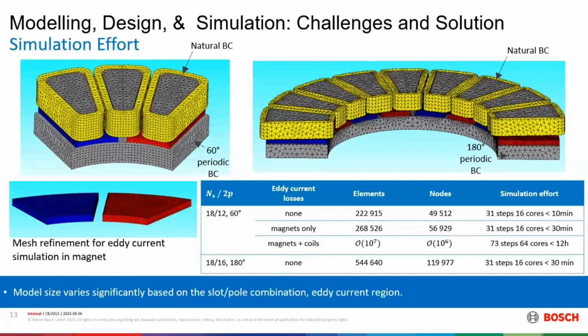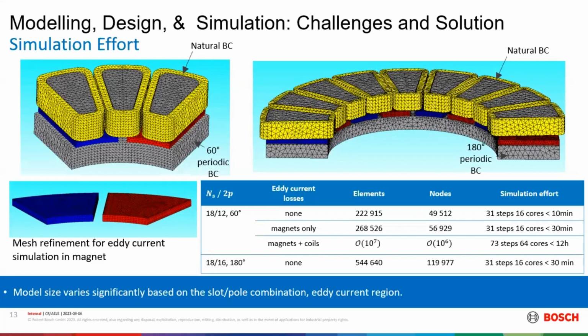I will now give you a breakdown of the computational effort for this machine. Here you see the small model example I used. This is a 18-12 machine, meaning 18 slots, 12 poles, and I have only simulated 60 mechanical degrees of this machine. The simulation time really depends on what you are simulating. If you don't simulate any eddy current, then it takes 220,000 mesh elements and 10 minutes on a 16-core computer for 31 steps.